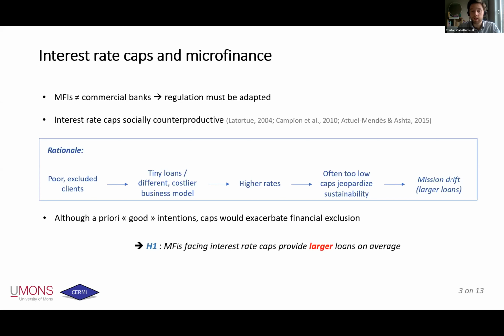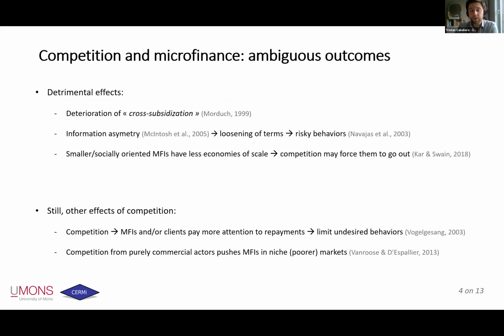And so, although they have good intentions a priori with this regulation, government can exacerbate financial exclusion and have a kind of adverse effect, as suggested by the literature. And so I highlight this first hypothesis: MFIs facing interest rate restrictions or caps will provide larger loans on average. Regarding competition, on the contrary, we have quite ambiguous outcomes in the literature of microfinance.